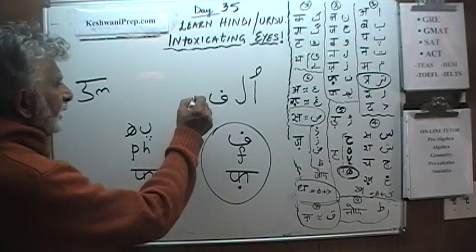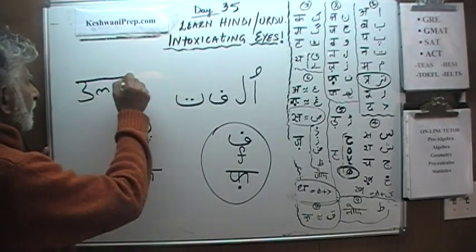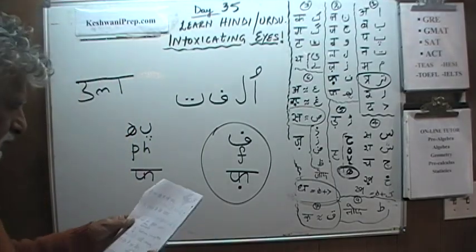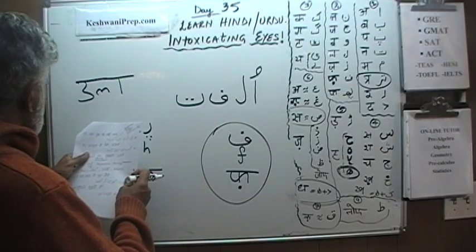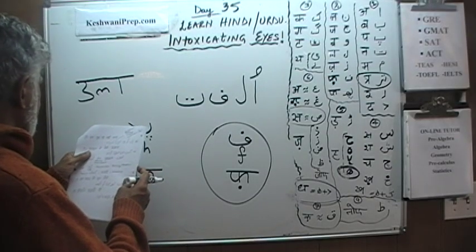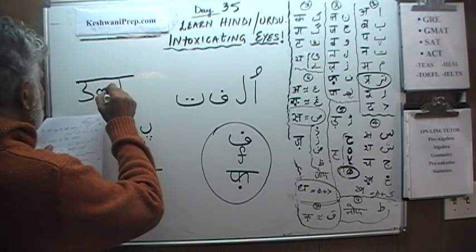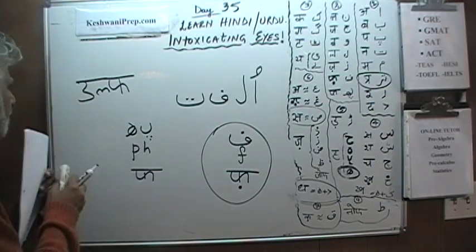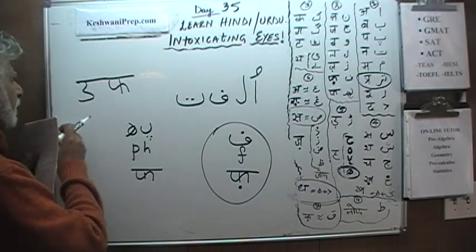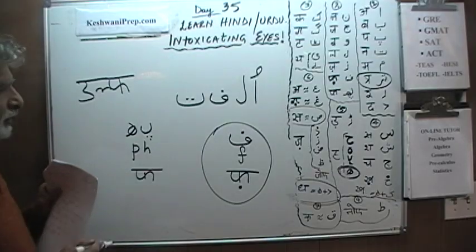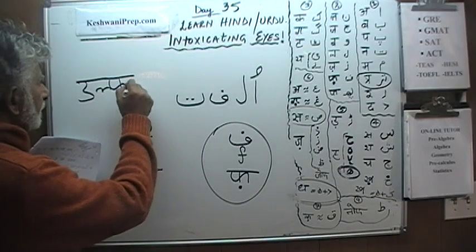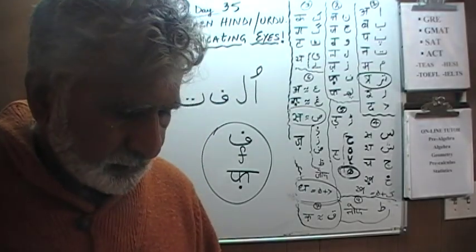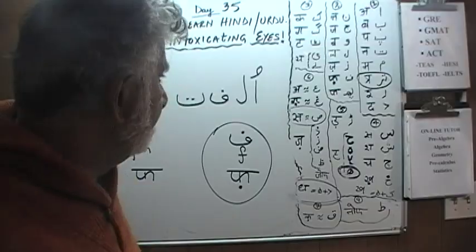Ul, F, and then T. Ulfat. Oh man, how do I connect this L with the F? In my notes, I have written K for some reason. I guess it will just be like this, and it will have to be connected like this, and then you put a dot. Ulfa, ulfat. What does ulfat mean? Ulfat means love.